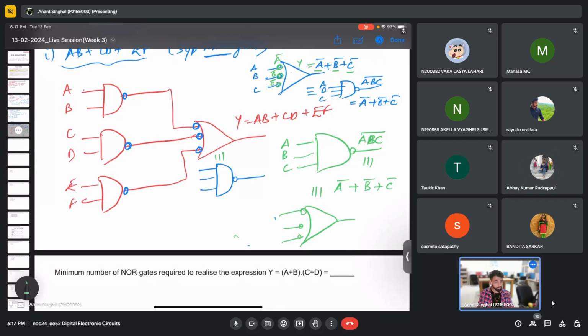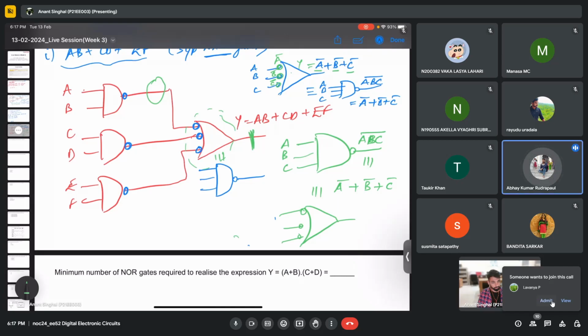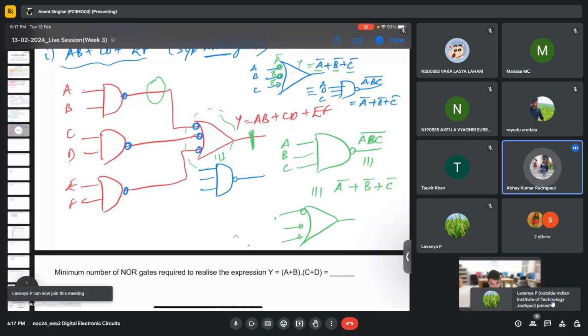I don't understand. Where are you saying that we can add? Yeah, no, sir. I want to say in front of those gates. Yes, here, in front of there, we can use another gate, and then we make it Y equal to AB bar plus CD bar plus EF bar.